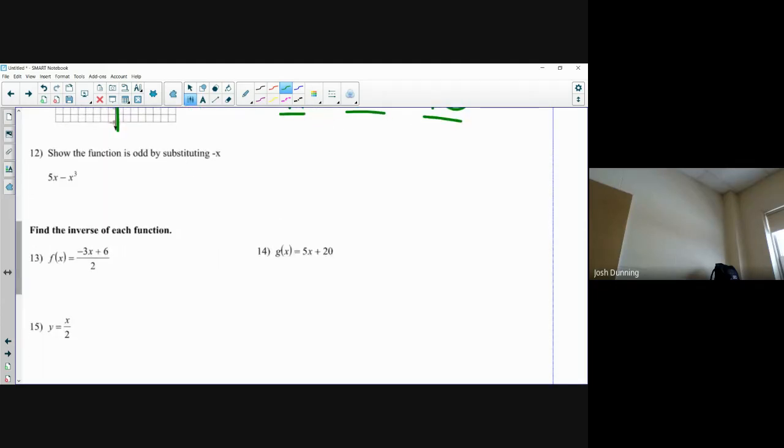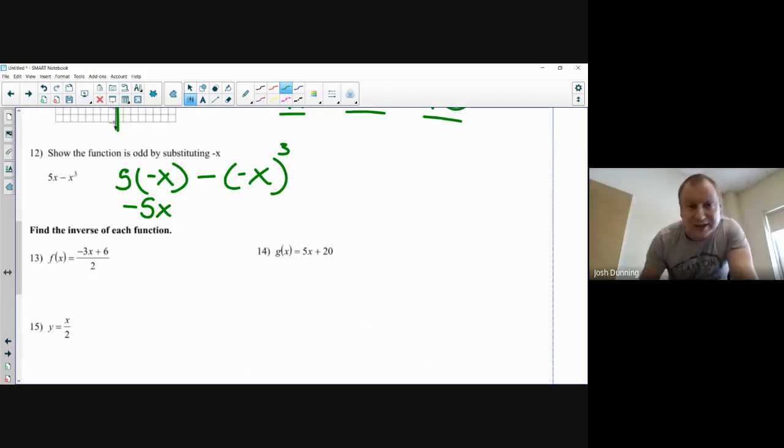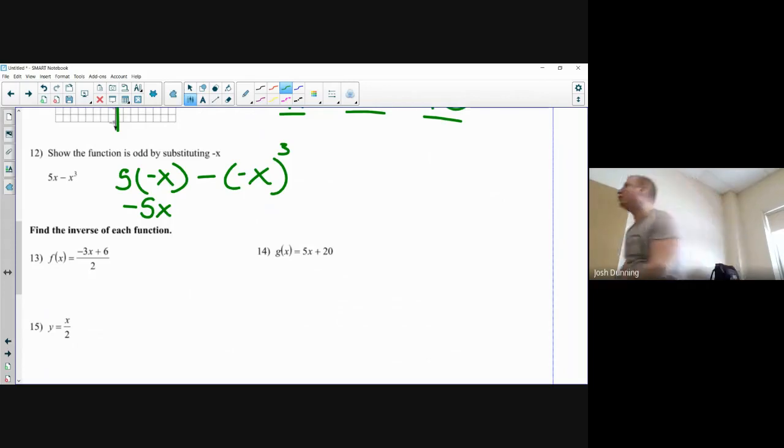Now let me write this one down correctly. Show this one's odd. Negative x times 5, negative 5x. That one's easy to go through. But the sign changes for negative x to the third power, negative x cubed. The first two powers, negative times negative positive. But then the third power switches that, leaves it as negative x cubed. So minus, that one I just copied down.